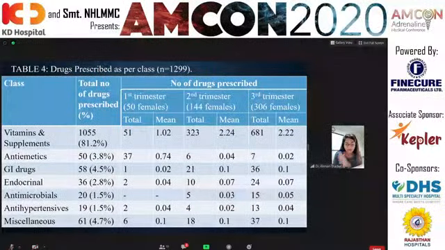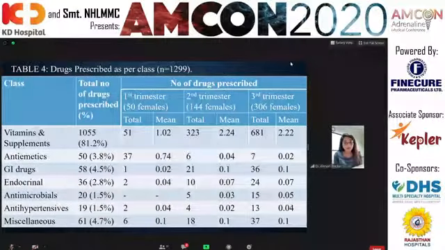Antiemetics, here again, we have divided into the first trimester, second trimester, and third trimester, and calculated the mean out of it because we had different numbers of females in each trimester. In the second and third trimester, the mean was almost similar. Antiemetics, as expected, were a total of 3.8%, and as expected, they were majorly in the first trimester, 37.